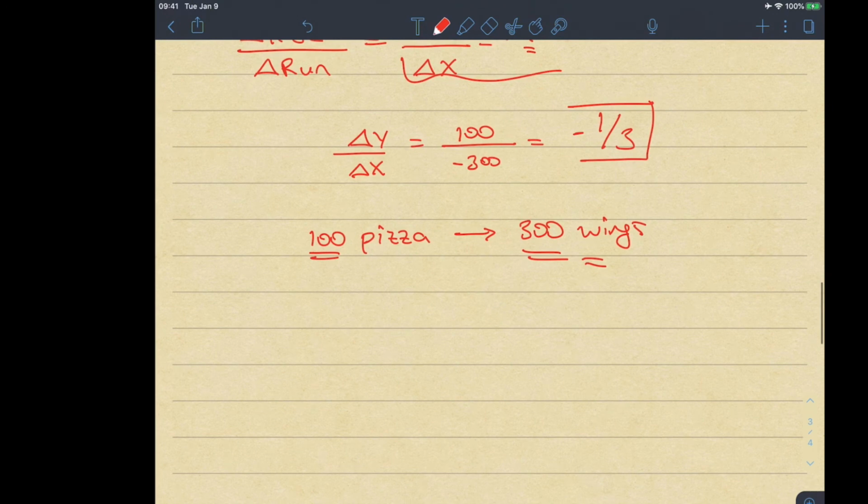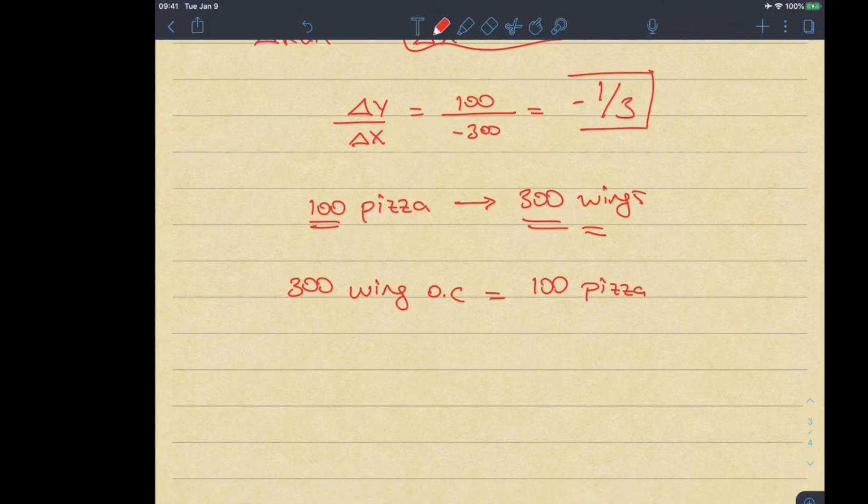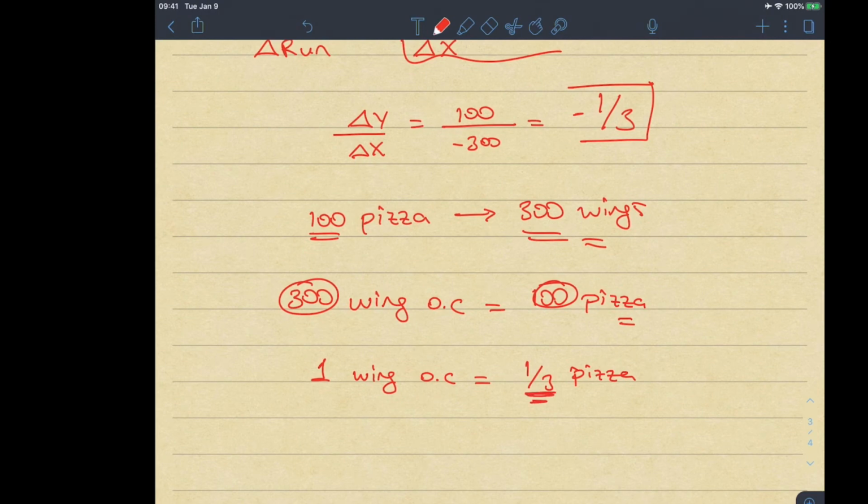That's why we have to talk about opportunity cost of wings. So that's why I will use this equation. Opportunity cost of 300 wings equals 100 pizza. So what I will do is, I want to find out the opportunity cost of producing 1 wing in terms of pizza. That's why I'm dividing these two numbers by 300. So what I will find is, opportunity cost of 1 wing is 1 over 3 pizza. As you can see, the value we find here is actually the absolute value of the slope.